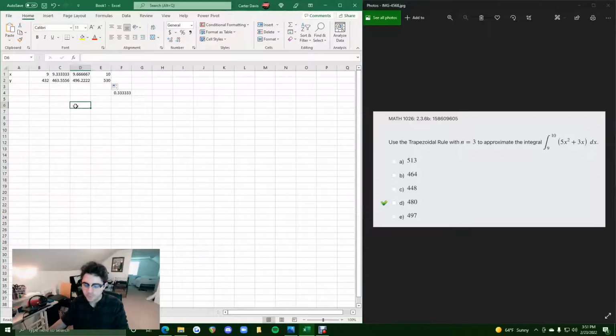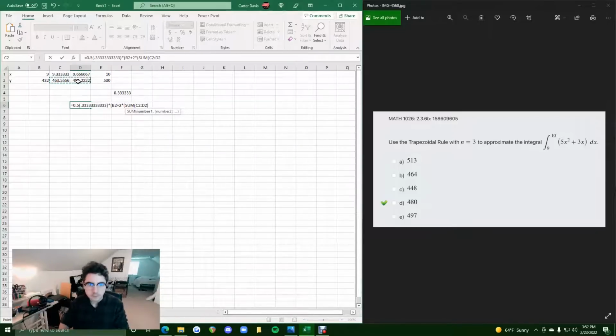in the trapezoidal rule. Keep in mind, the trapezoidal rule was 0.5 times the width, in this case 0.3 repeating. I'll just do a bunch of 3's. And then times, in parentheses, we want the first height, plus 2 times, in parentheses, the sum of the middle heights, close off some parentheses, and then finally add on that last height of 530 from E2, close off that final parenthesis.